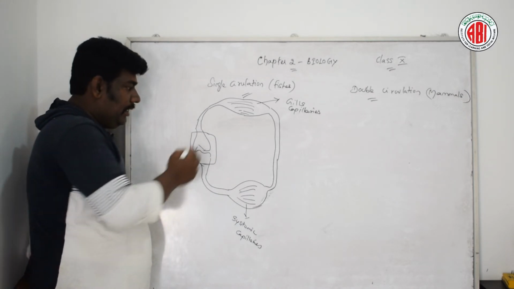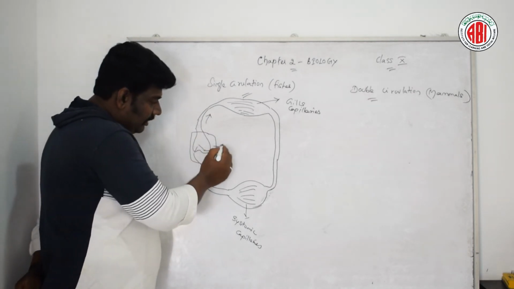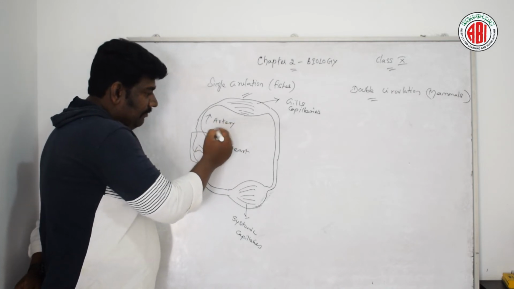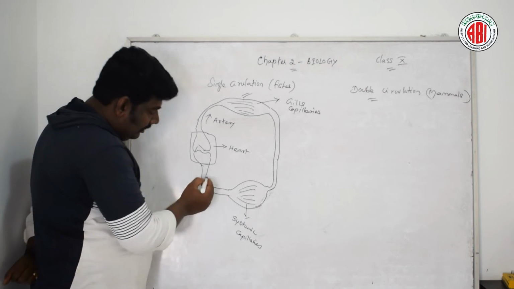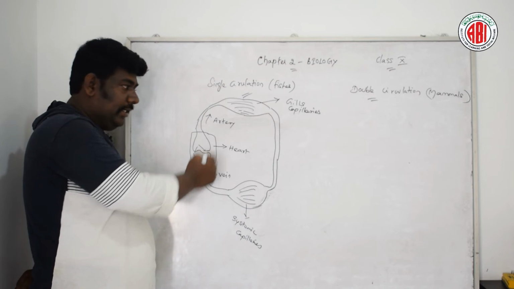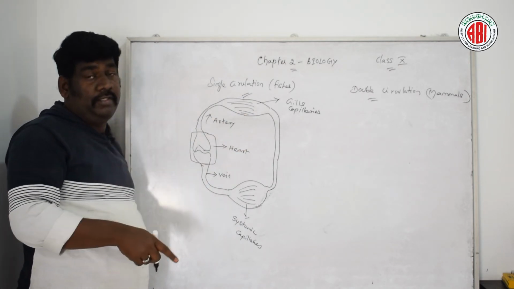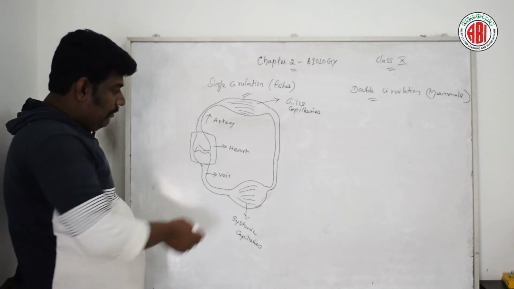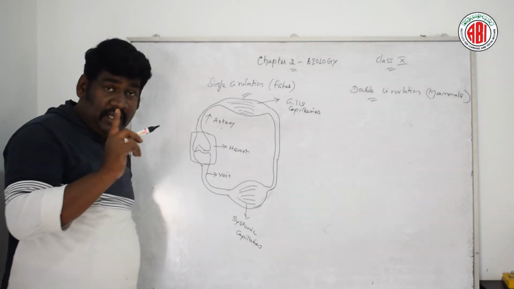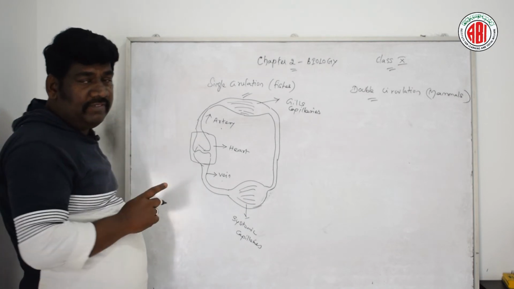So here the blood is flowing from this direction. As I said, this is the heart, and this is an artery, which supplies the blood, and this is called a vein, which collects the blood. Always veins collect the blood and arteries supply the blood, except the pulmonary artery and pulmonary vein in the human heart, which do the reverse function. But mostly, arteries supply the blood and veins collect the blood. So that is a very, very important thing.